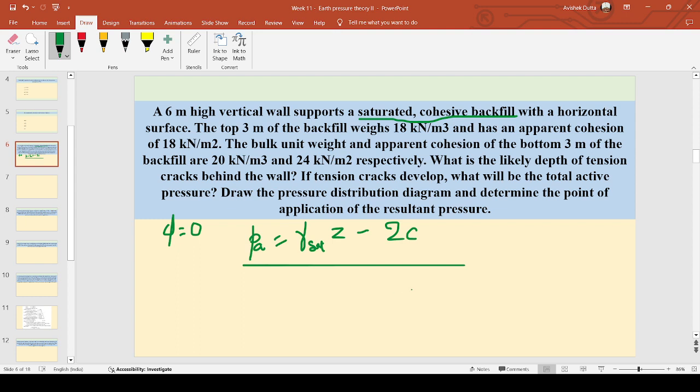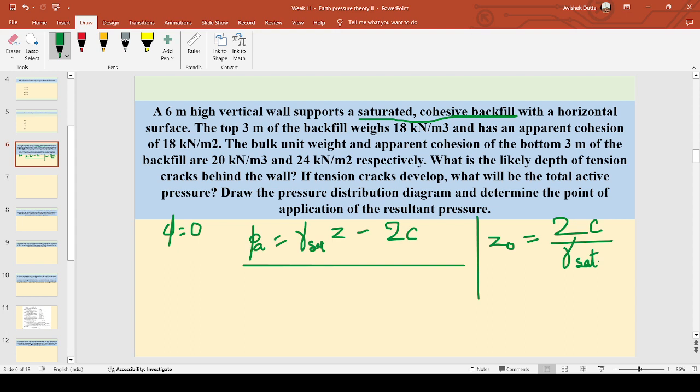And for the tension crack, what is the formula? If Z0 is the tension crack depth, what is the formula for tension crack? 2c by gamma. 2C divided by gamma SAT.